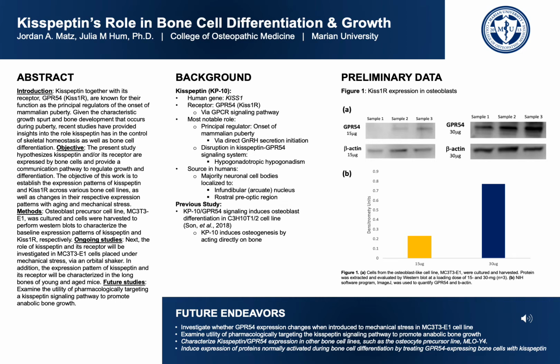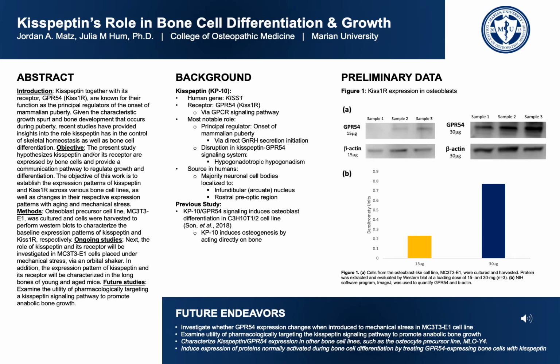Kisspeptin neurons are localized to very specific regions in the brain, but they signal to a wide variety of regions in the body. While most previous studies focus on the relationship between kisspeptin, puberty, and reproductive physiology and pathologies, very recent studies have investigated the potential role that kisspeptin plays in bone.